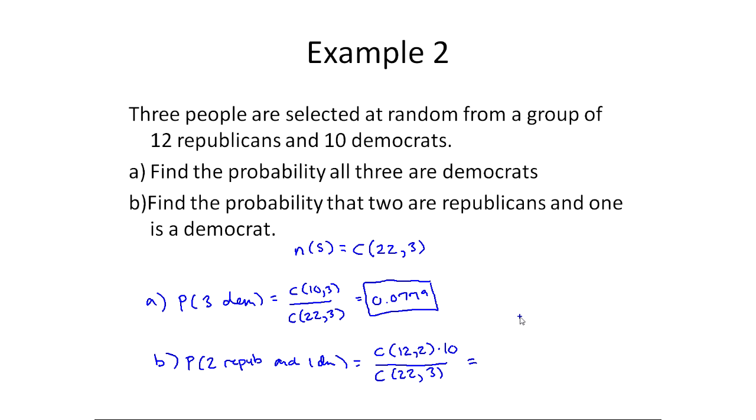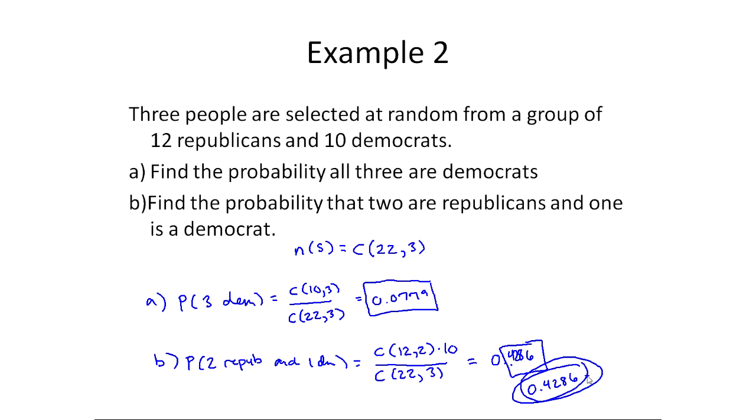I get 0.4286, a much more likely event. The reason I say more likely is because the probability is larger. So if the probability is larger, that means it's a more likely event. Here, I'll write this a little bit better, 0.4286. So this right here is my final answer.